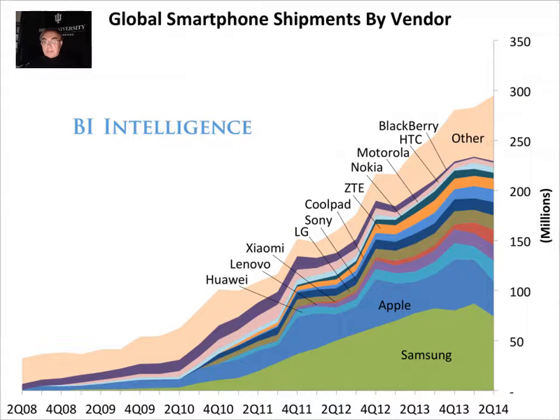This is sort of a vendor plot showing who the big players are. This is well known to all of you. We know Samsung is a big player. Apple is a big player.